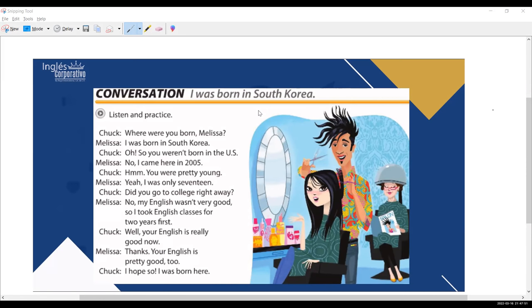Acuérdense lo que les dije. Si es el verbo where, sería ser o estar. Y luego study, entonces sería dónde estuviste estudiar. ¿O dónde estuviste estudió? Entonces, no se ponen juntos en el mismo tiempo verbal. ¿Cómo podríamos formular este caso? En este caso sería, where did you study? Ajá, tiene que llevar el auxiliar did.